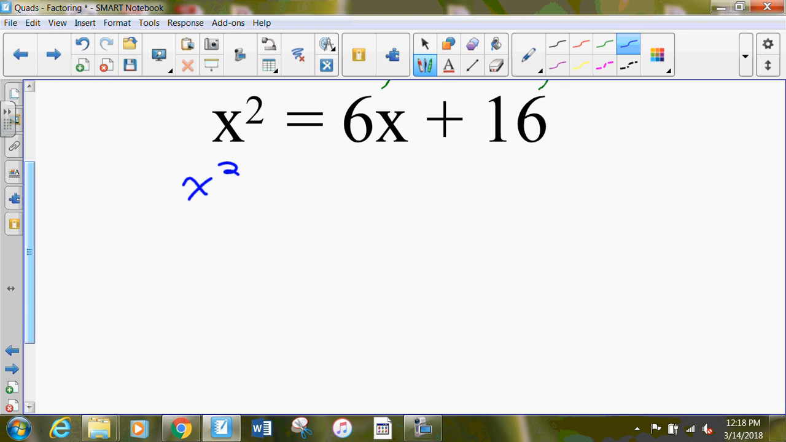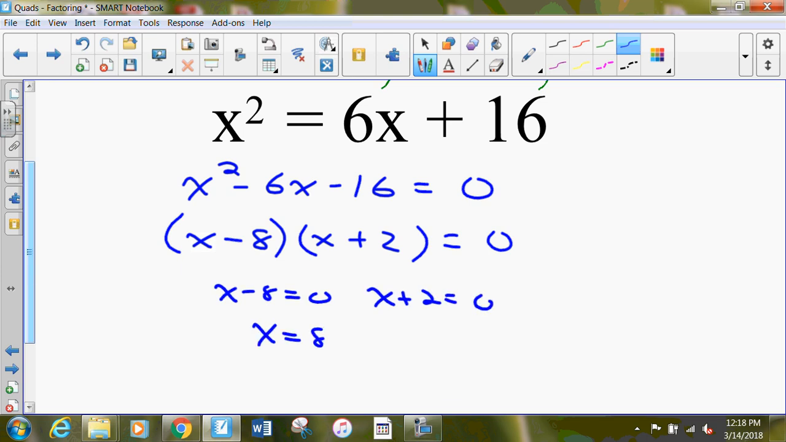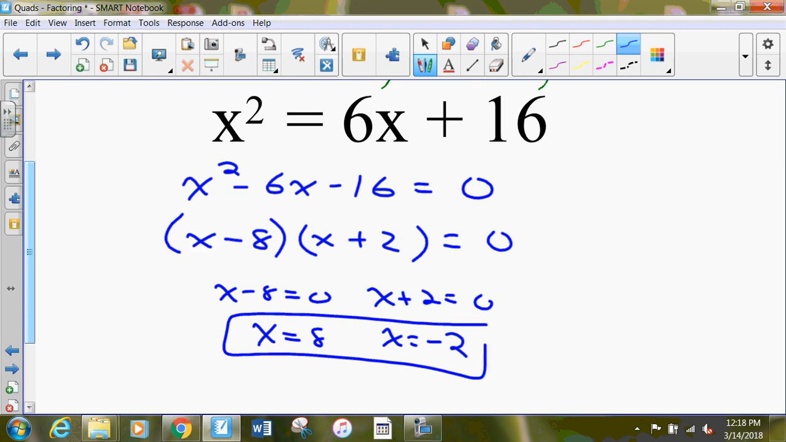Okay, so hopefully you brought over the 6x by subtracting it on both sides. Same thing with the 16. You thought of two things that multiplied together to give me a negative 16, but add up to negative 6. So that would be what? Negative 8 and positive 2. And you're probably getting tired of writing this all out. You probably have figured out a shortcut. But I'm going to write it all out. And there you go.